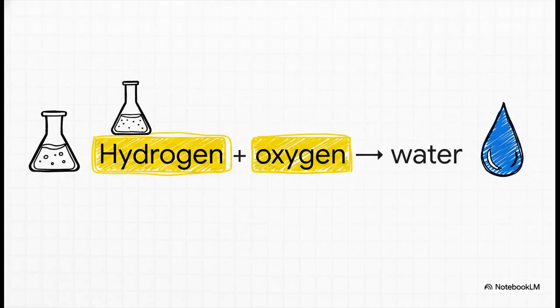Okay, here is a classic example. Hydrogen plus oxygen yields water. That's it. That's our word equation. It tells us our ingredients, and it tells us our final product. We're going to keep coming back to this simple little recipe as we get deeper into the language of chemistry.